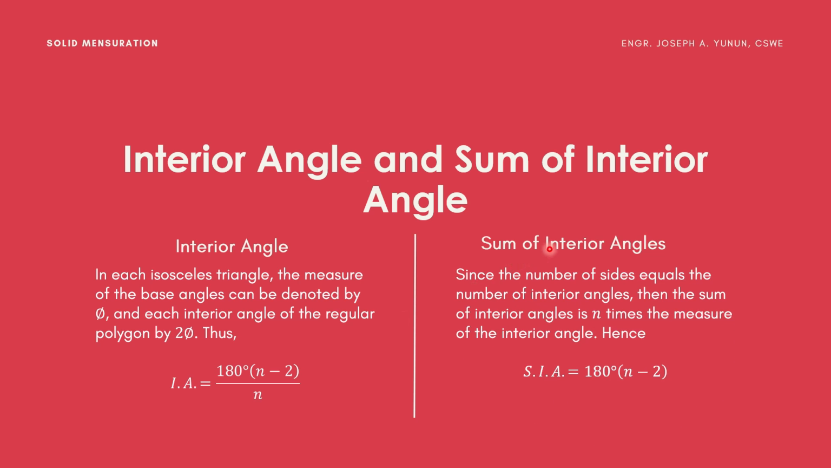And for the sum of interior angles, you simply multiply the interior angle by the number of sides. So for this particular one, if I multiply by n, the number of sides, n will be eliminated. So the formula for the sum of interior angles is 180 degrees multiplied by n minus 2. So hopefully you could memorize all of them.